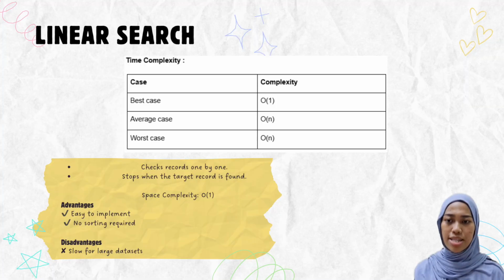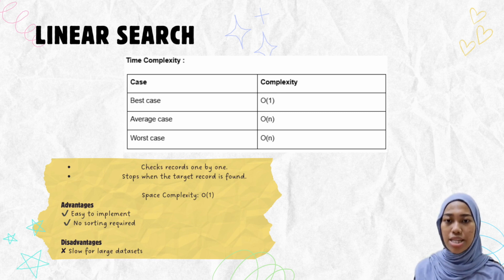The first algorithm is linear search. Linear search works by checking each student record one by one until the required record is found. For example, if a user searches for a student ID, the system will compare the target ID with every record in sequence. The best case time complexity is O(1), which occurs when the desired record is the first item in the database. The average and worst case complexity are O(n), because the algorithm may need to examine all records before finding the target.